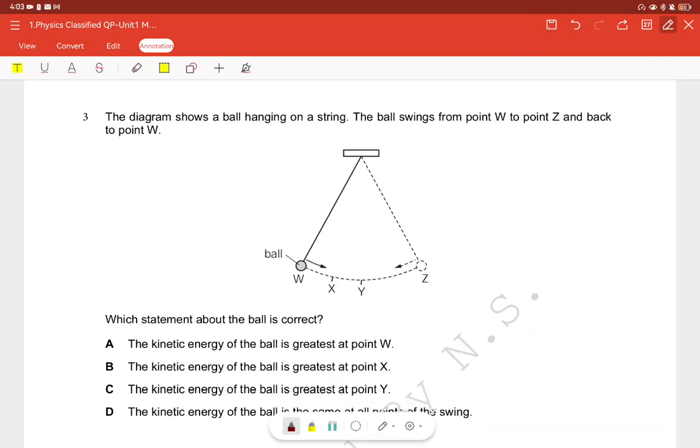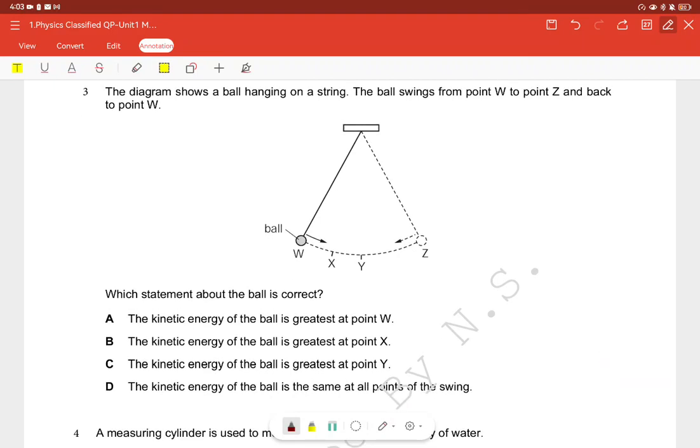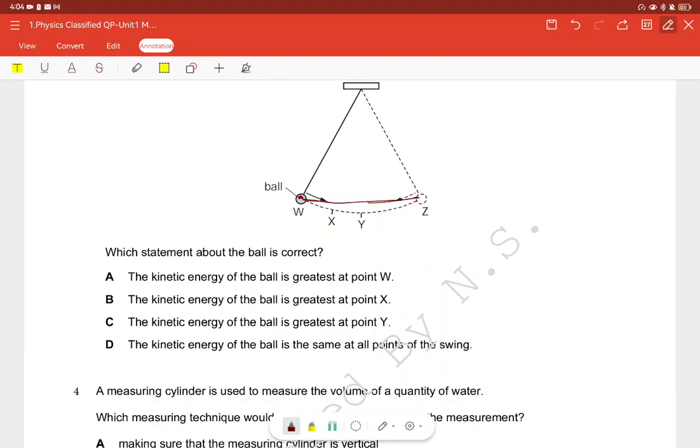Question 3. The diagram shows a ball hanging on a string. The ball swings from point W, from this point, to Z and returns back to W. All right. Which statement about the ball is correct? The kinetic energy of the ball is greatest at point P.